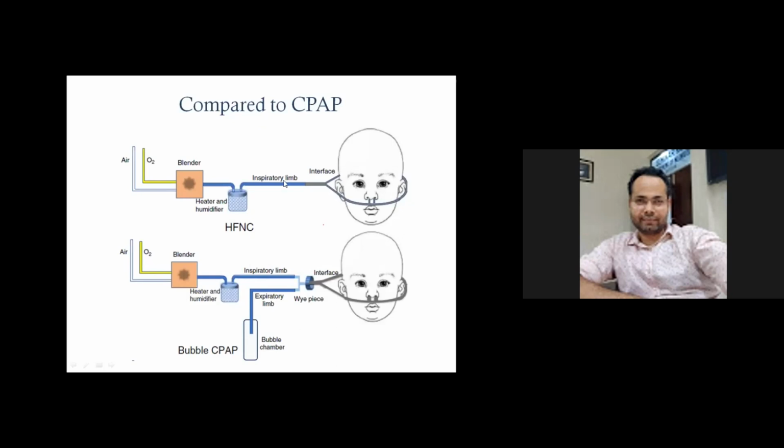Compared to the CPAP, we can see that it is a single limb circuit. Only the inspiratory limb is present, and it is an open system. In CPAP, there is an expiratory limb connected by a Y piece, which leads to a closed circuit. And we can see the nasal prong sizes are also small in the HFNC, whereas they are larger in the CPAP.